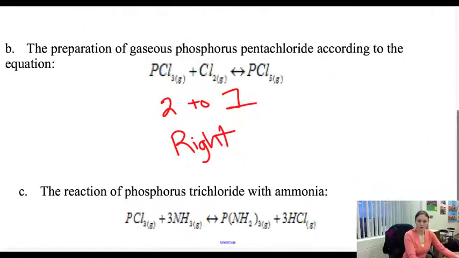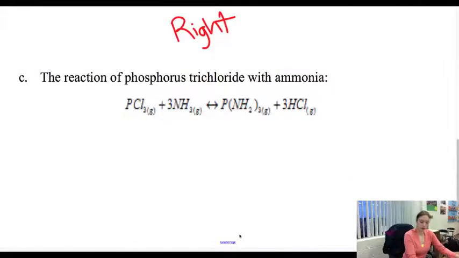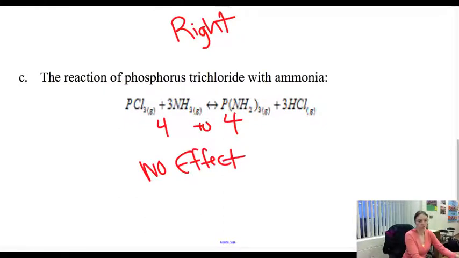If you look at the last one, I have phosphorus trichloride and ammonia. We look at how much we have here. I've got 4 here. I've got 4 on the right. So we're going to have no effect by changing the volume.